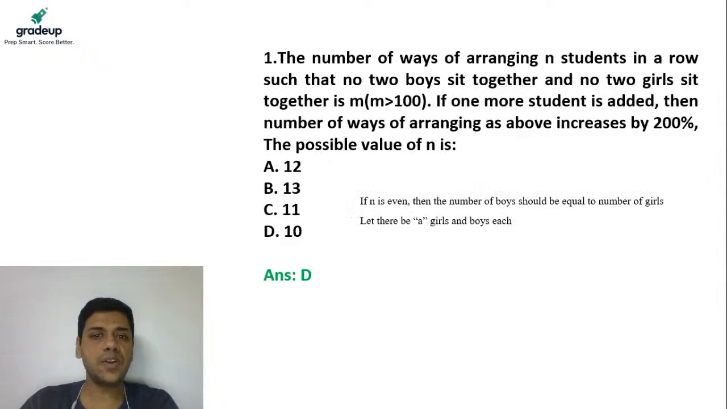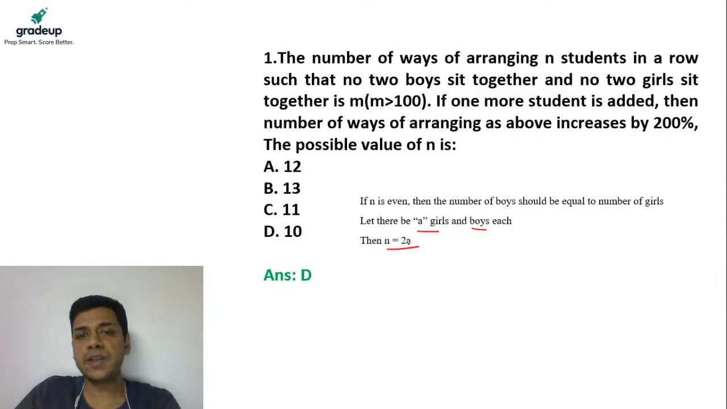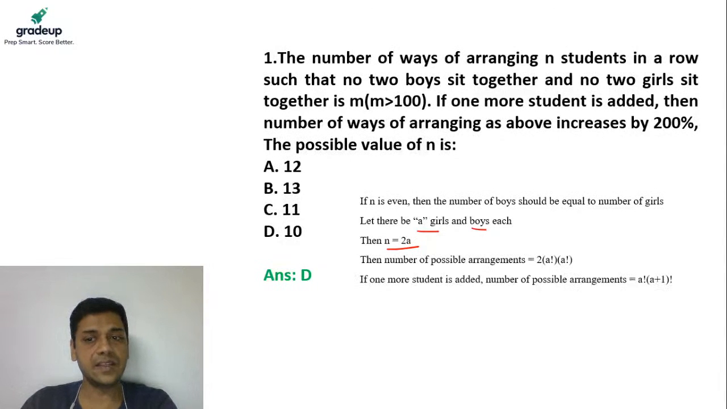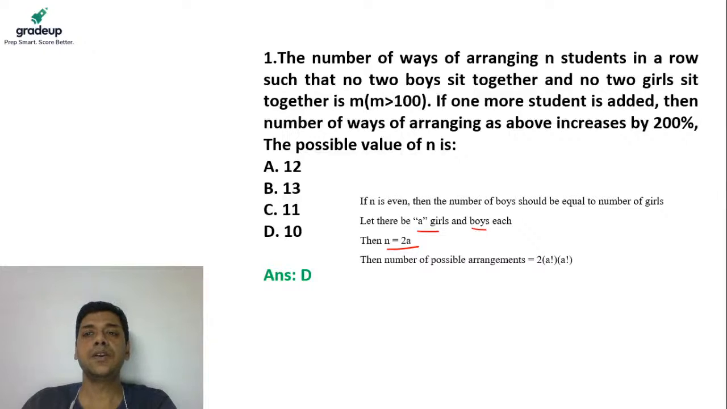So if the total number of students is even, let's say there are A boys and A girls. So the total number of students will become 2A. And what will be the number of ways of arranging such guys? It will be 2 times A factorial into A factorial. Why so? Because boys and girls will sit on the alternate positions.